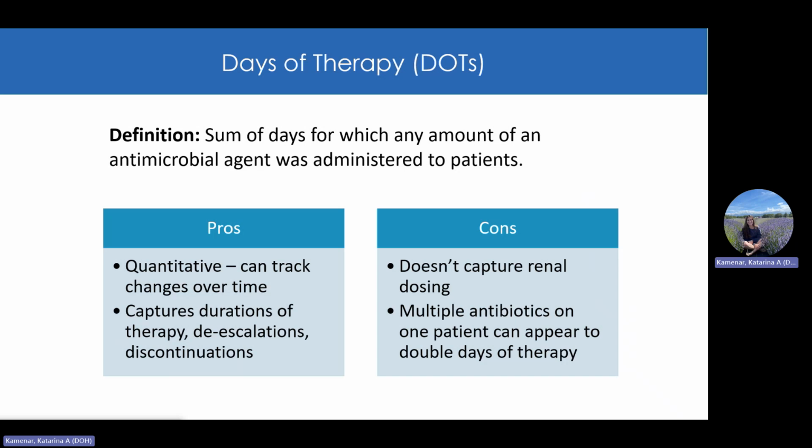Unlike antibiotic starts, days of therapy will capture your efforts to shorten durations of therapy, such as antibiotic timeouts, de-escalations, and discontinuations. The drawbacks of days of therapy is that it won't capture renal dosing, and in situations where patients are on multiple antibiotics at once, days of therapy will appear to double. The other thing is it can be a little bit more difficult to track, especially if you have to do it manually. Days of therapy is a little bit more cumbersome than antibiotic starts.